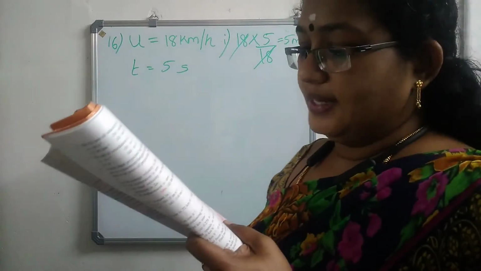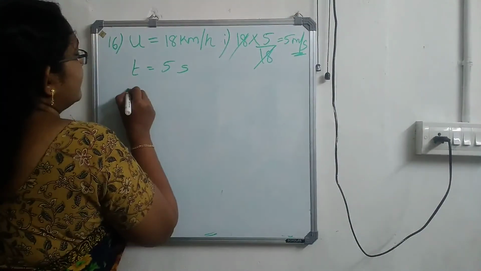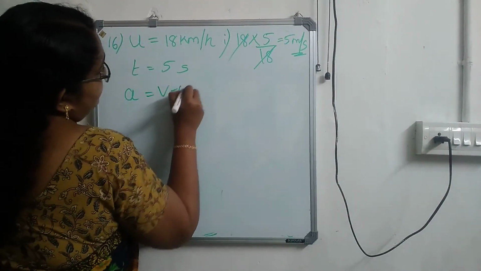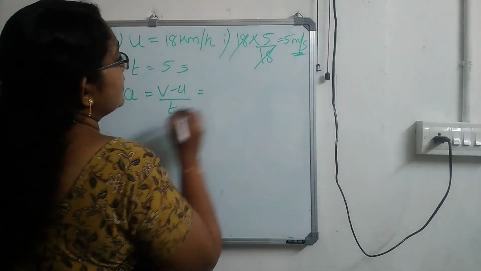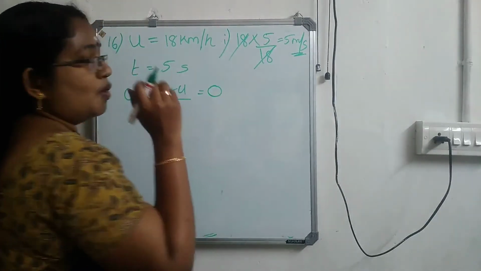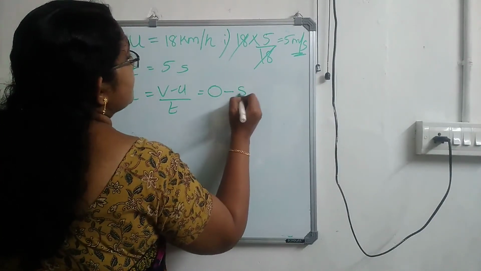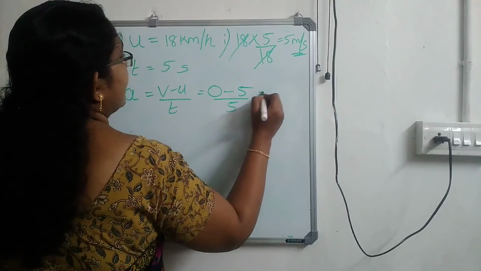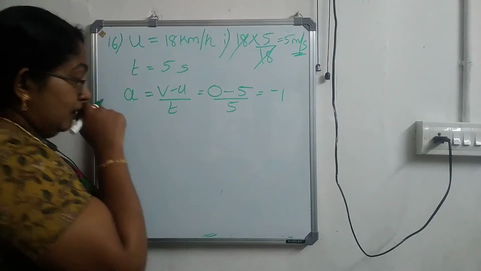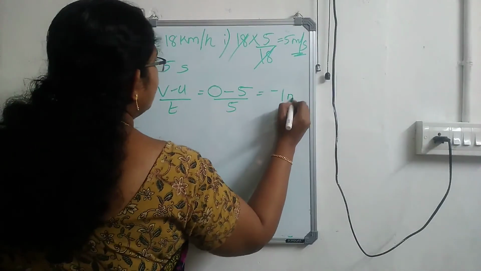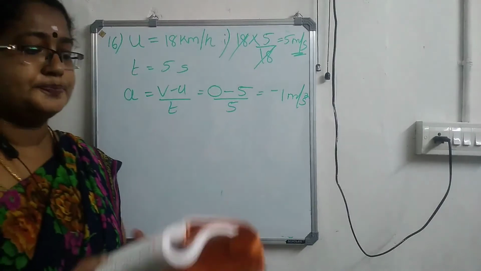Then second question, retardation. How will we get retardation? A is equal to V minus U by T. So how much is V? It is already brakes were applied. So 0 minus 5 by 5. So here it is minus 1. Since it is retardation, you are getting the minus sign, isn't it?